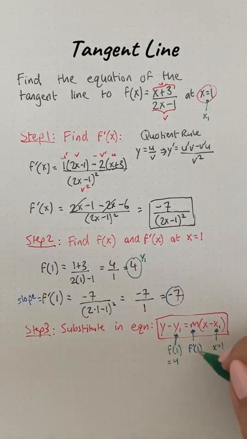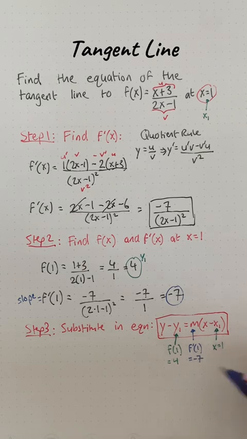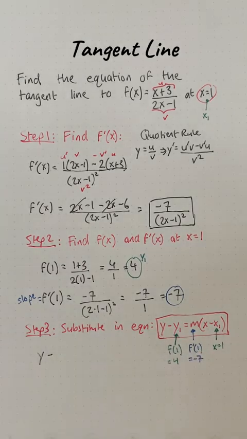Now, sometimes they give you the y value. If they had given you the point with the x value and the y value, then you could have just substituted the y value there, and in step 2, you would just be finding f prime at 1. You wouldn't have to find f of 1 if it's given to you.